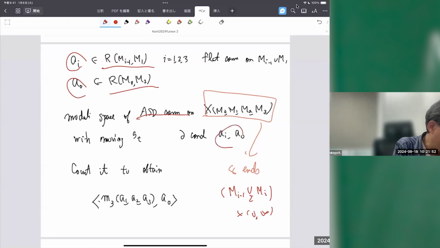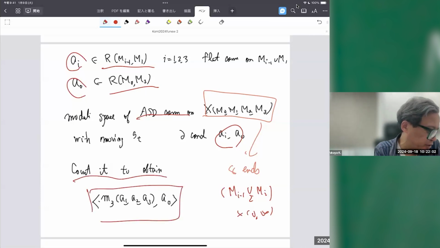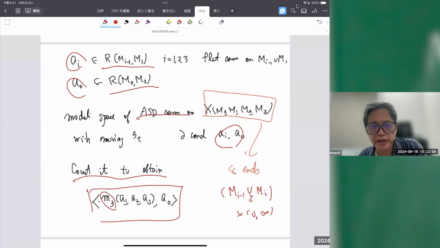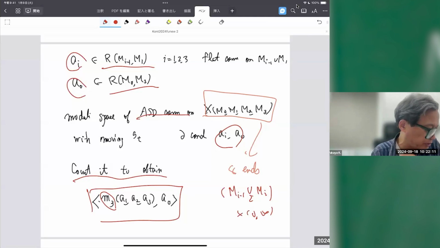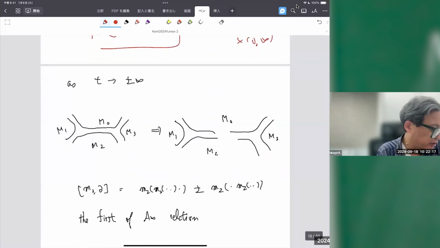And this A_i and A_0 are used for the boundary conditions. So you have some moduli space, and we count this moduli space, then obtain some numbers. That number is defined as the M3 operation. So this is the next-step operation. And actually, we can use it to show that the M2 operation is associative in a cohomology sense.